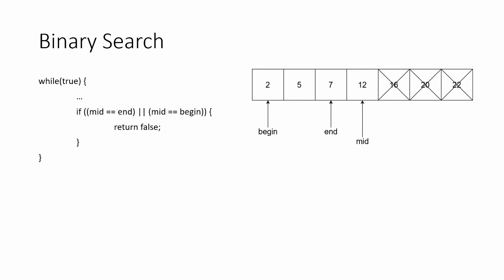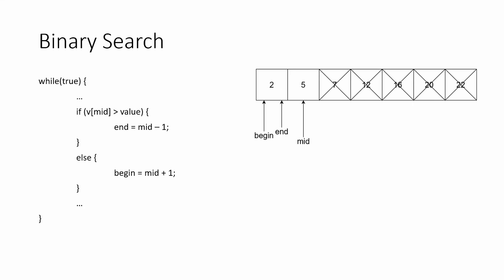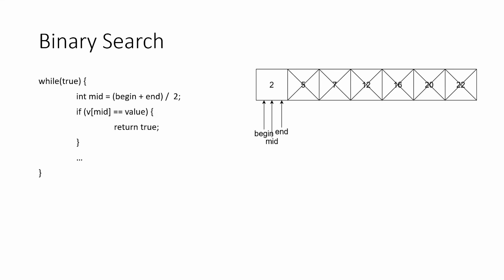We continue. Is the mid equal to the beginning or end? No. So we recalculate mid, and we check if v of mid is equal to the value that we're looking for. 5 is not equal to 1, so we need to evaluate where to change our beginning or end. 5 is greater than 1, so we change end to mid minus 1, and then we check if mid is either at the beginning or at the end, which is not. So we continue with what is going to be our last iteration of our while loop, where we recalculate mid.